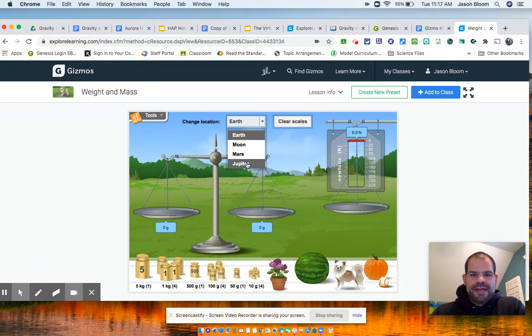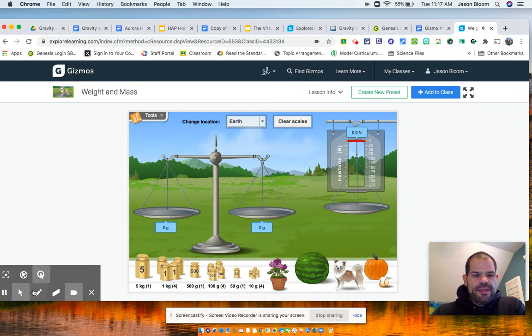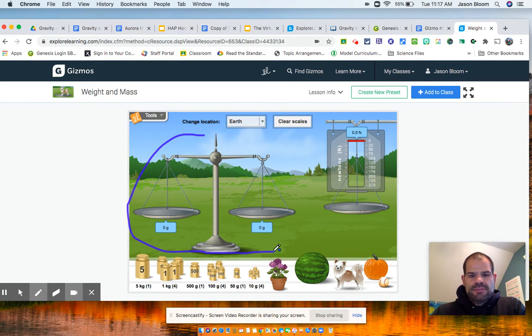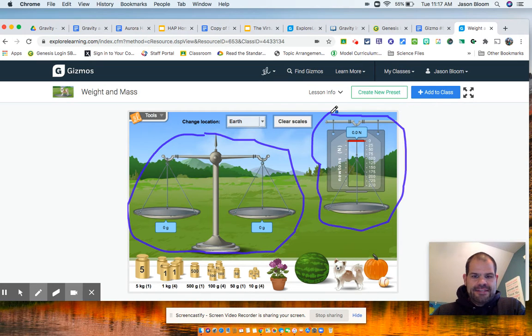So if you notice at the top, there's this drop down menu to change your location. You also have a clear scales button. So first of all, the tool on the left, I'm going to circle it. This is a balance, and it's used to measure mass. Okay, so that's a mass measuring tool on the left. It's called a balance. And on the right, this is a scale that's used to measure weight. Okay, so we have these two words, mass and weight, that mean different things.